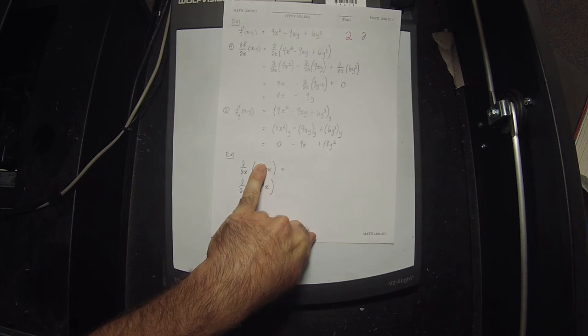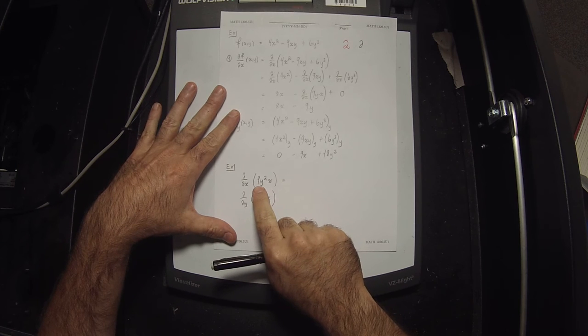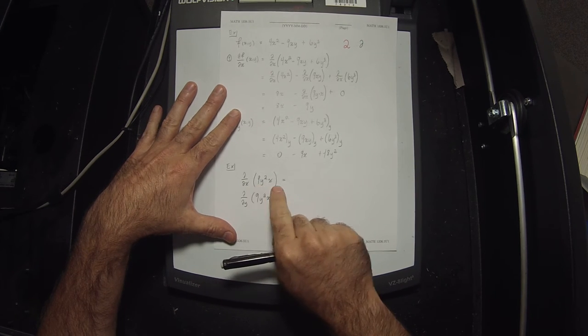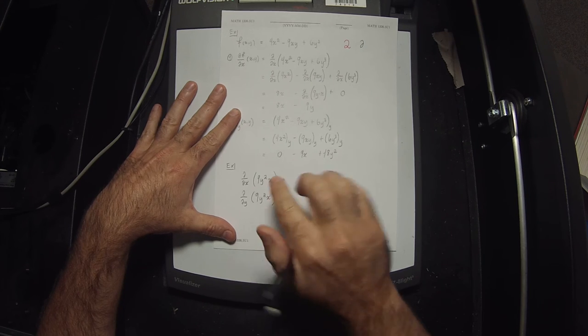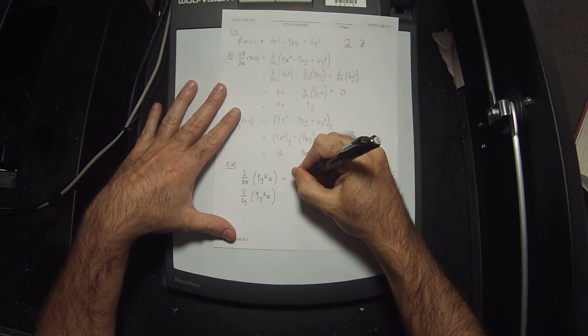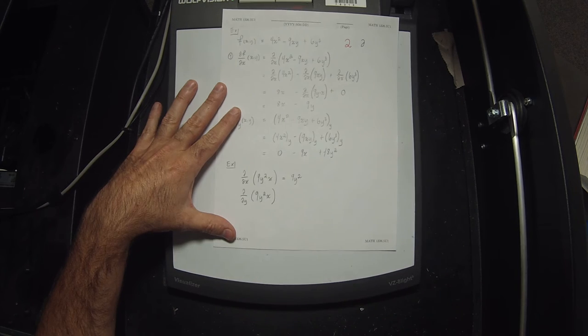What do all of those have in common? They're constant, right? It's a constant times x. That's just like m. So what's the x derivative? We would leave it as 9y squared. 9y squared, that's a constant. Okay.